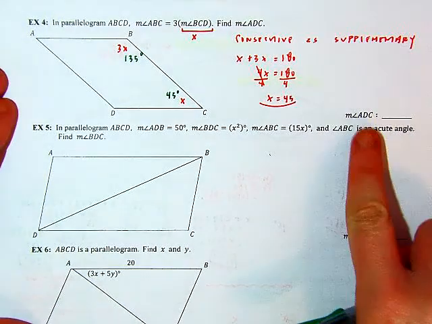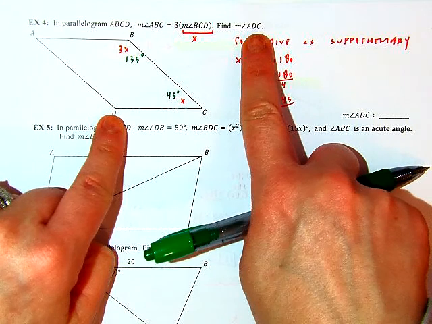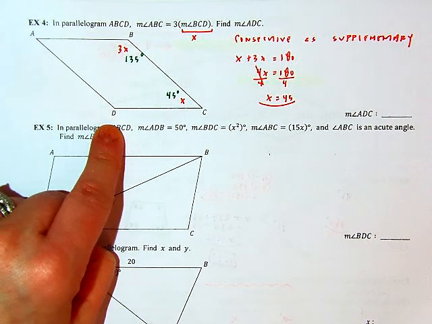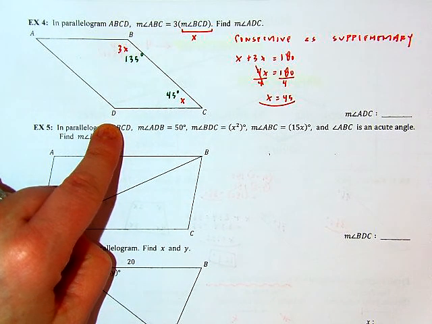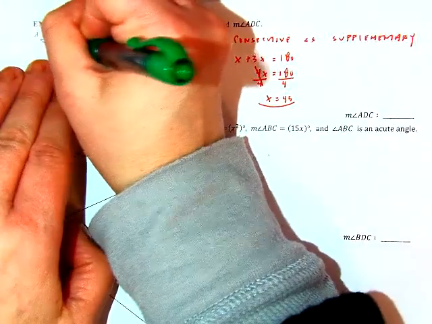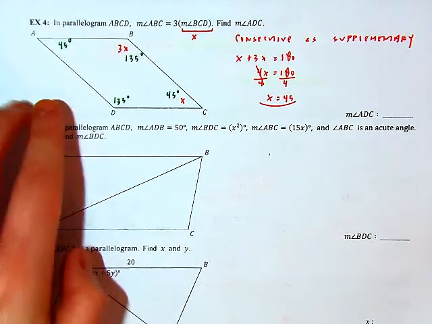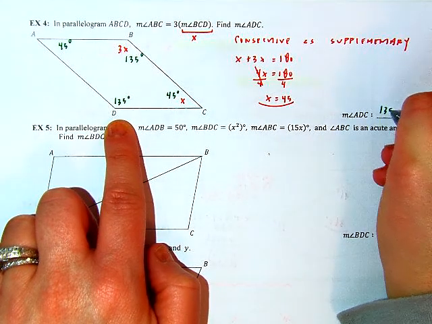What am I asking for? I want the measure of ADC. I want this one right here. So now remember that your opposite angles are congruent, or consecutive angles are supplementary. So right here I get 135 and this one would be 45. But the one that I wanted was right here, 135.